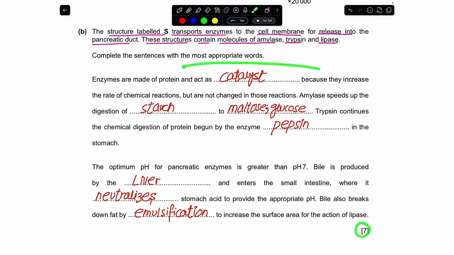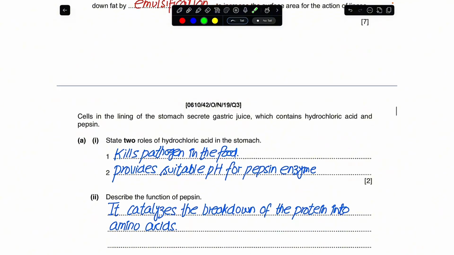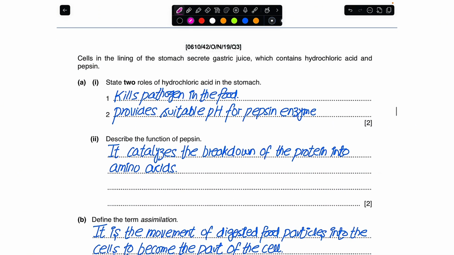You just need to know the context and fill it up with the appropriate words. If we come here to question number 3, this appeared in October November of 2019 and the theory paper variant was 4.2. Here the context is in terms of hydrochloric acid, the activity of the pepsin enzyme, what assimilation is, what is the role of the microvilli, and a slight mathematical calculation.